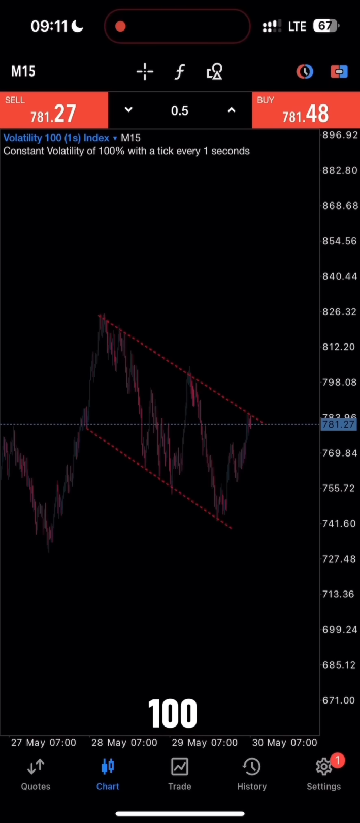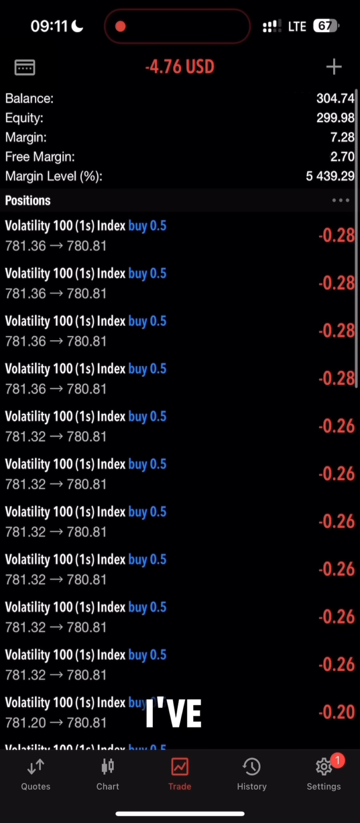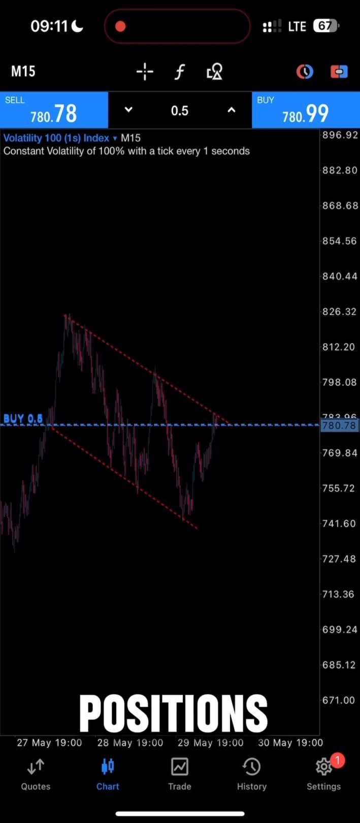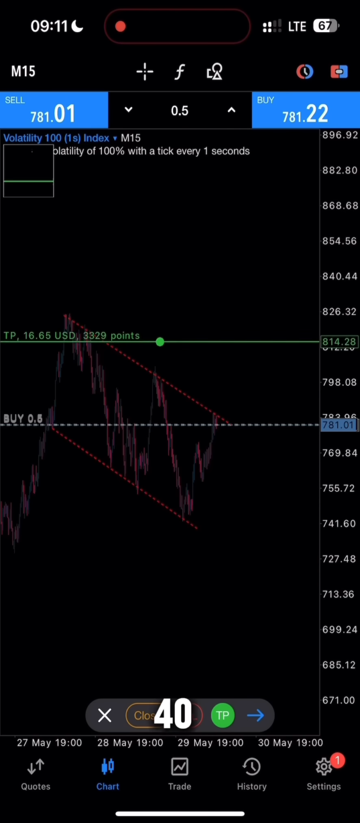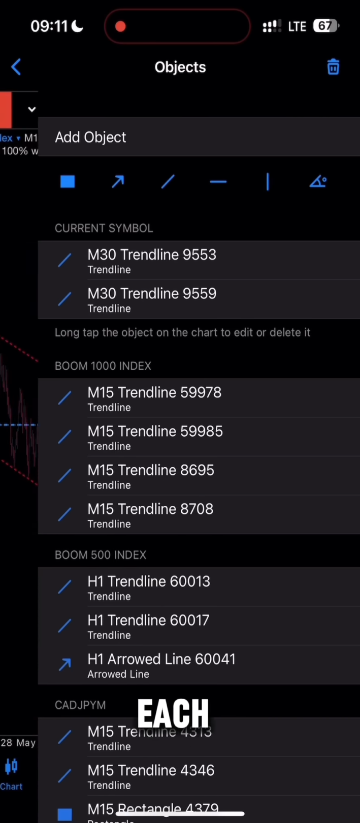We're in V100 1 second. This one is another clear. I'm going to enter that one. So why did I buy here? Because it's a bullish flag. So I've entered 40 positions. It's still not for my gain, but I've entered 40 positions, multiplied by that distance, 16 per each position.